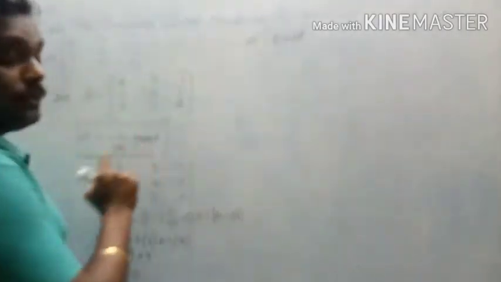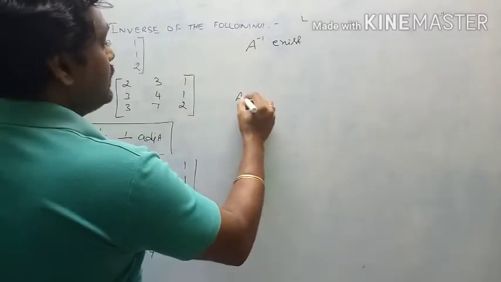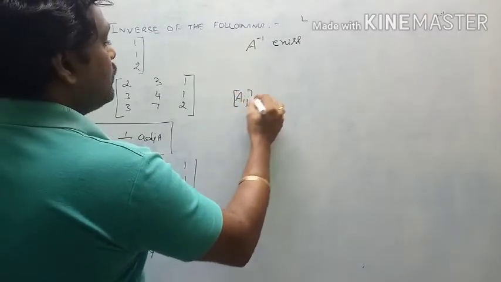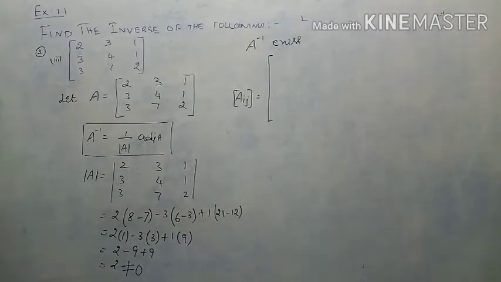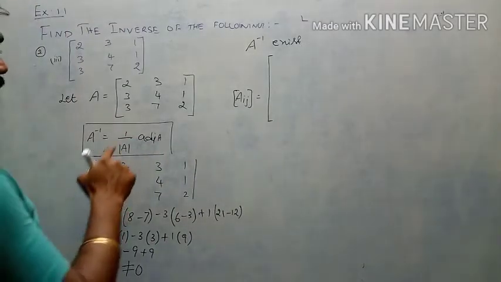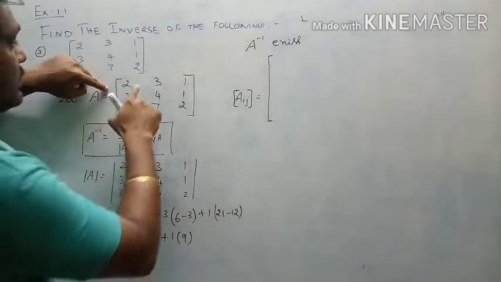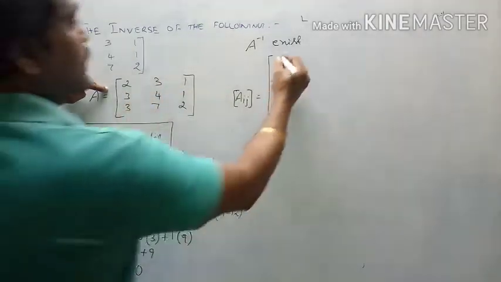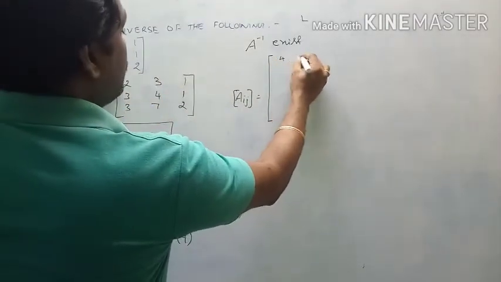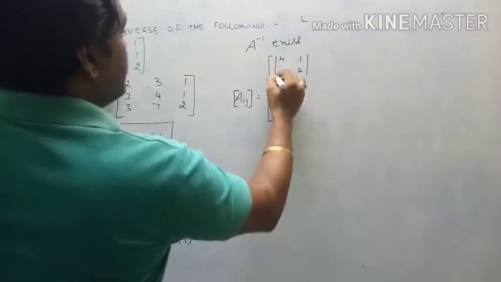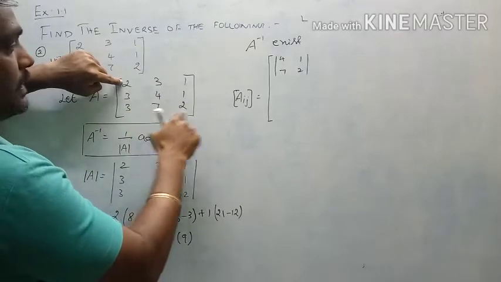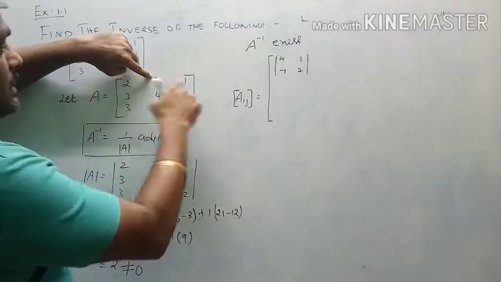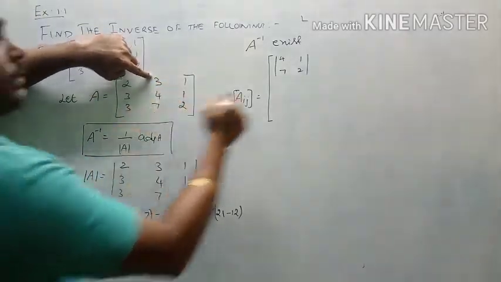Before finding adjoint A, you want to find out the cofactor matrix. Let Aij be the cofactor matrix. Okay. How to find out the cofactor matrix? For this matrix, just leave the respective row and column. For the first element, 4 1 7 2. First element, just leave the respective row and column. What is left? 4 1 7 2. For this element, just leave the respective row and column. 3 1 3 2.